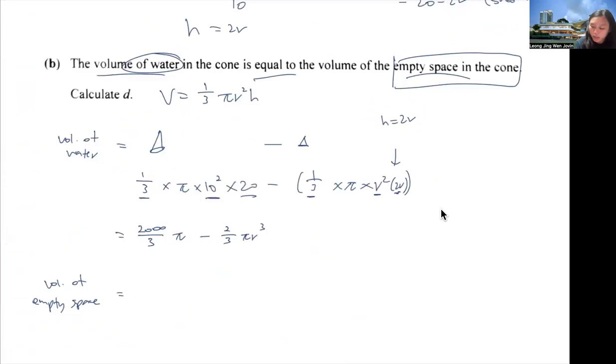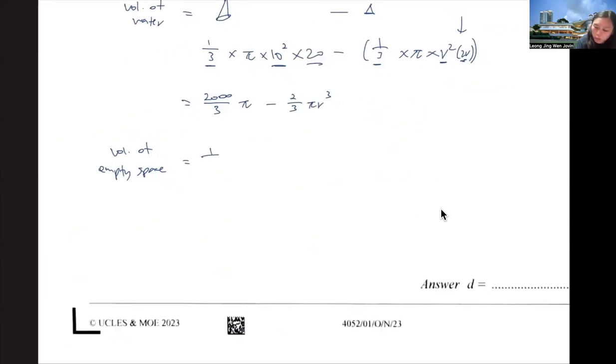Okay, so same working as just now, don't worry too much. So 1/3 times pi times r squared times 2r. Basically this part over here is also the volume of your empty space, right? Because I'm taking the big cylinder minus away the small cylinder, which is also the volume of empty space. Okay, so this part you simplify, you will get 2/3 pi r cubed.